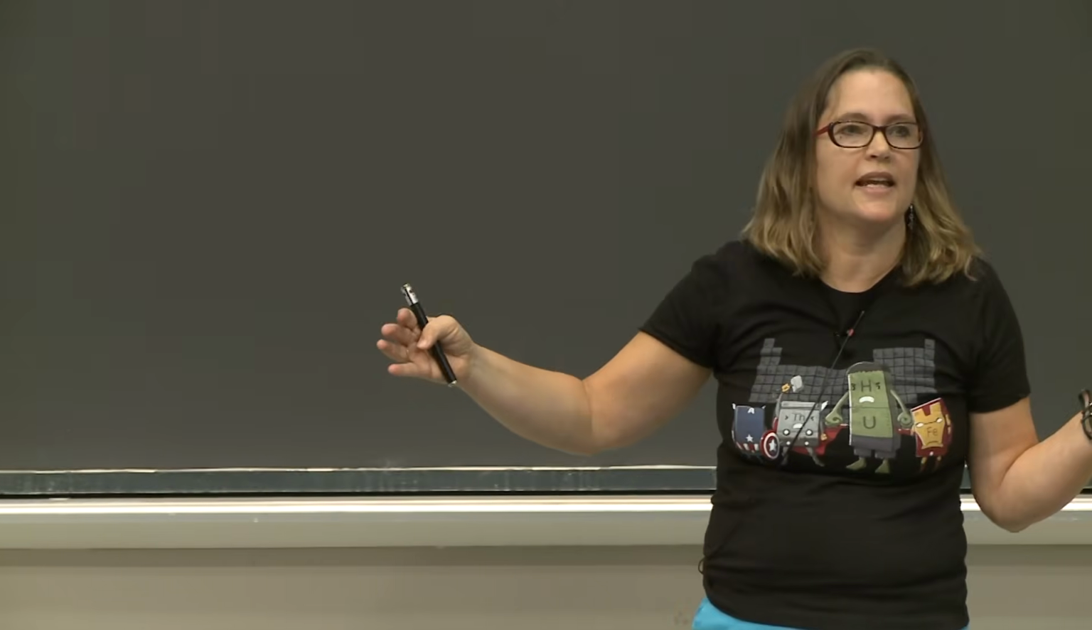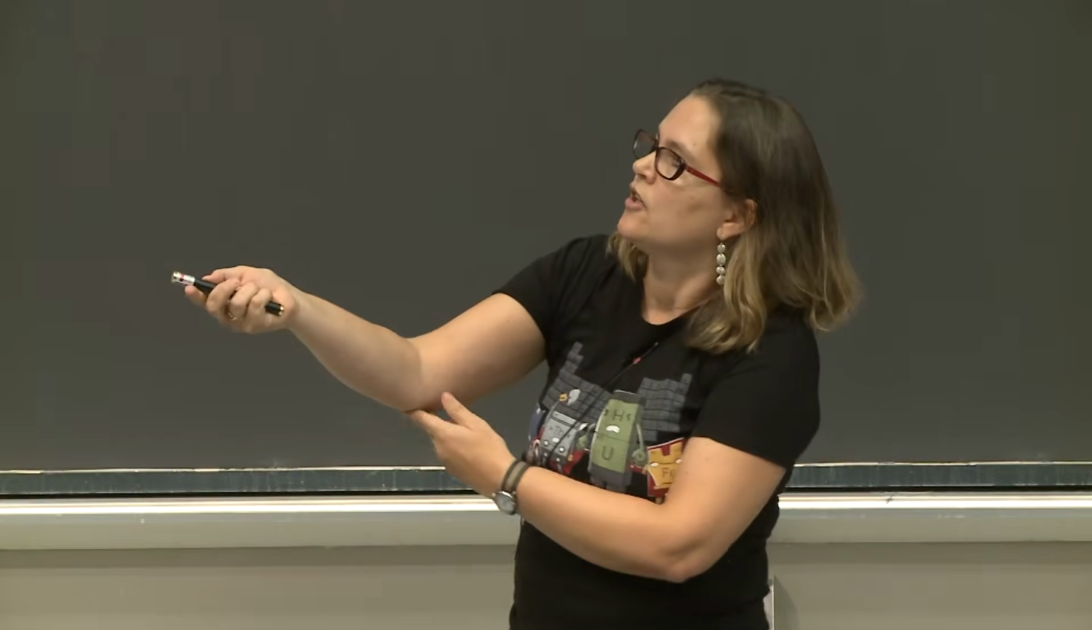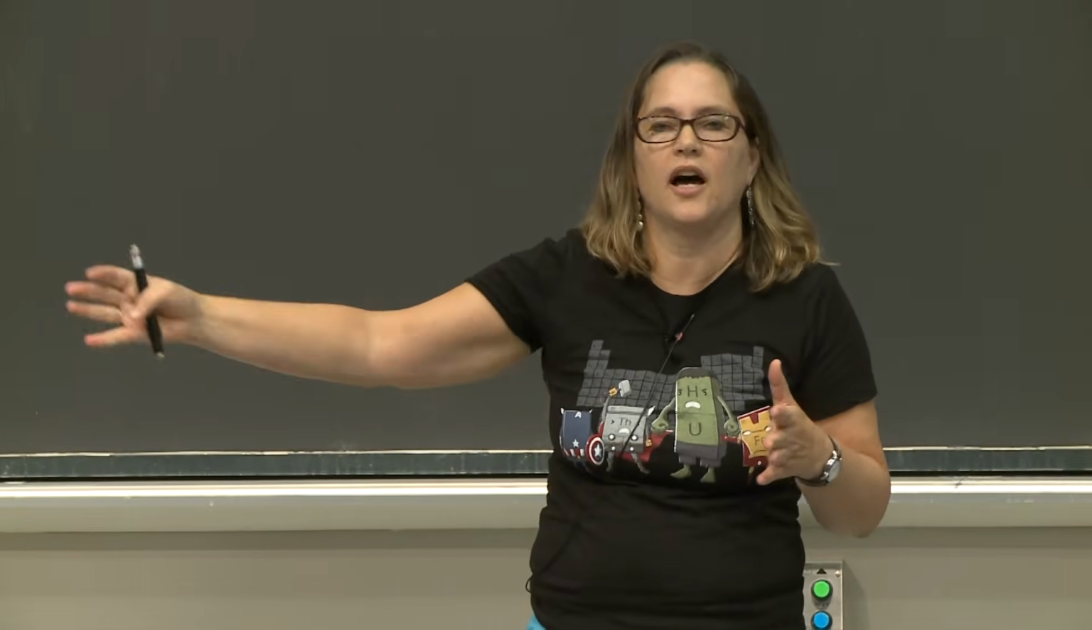The Z is getting bigger, but it's not really reaching as strongly out. So here the effect of increasing N is making a much bigger difference than increasing Z. So going across, we have this increase in ionization energy because Z effective is increasing while N is staying the same, or Z is increasing while N is staying the same, which means Z effective is increasing. And going down, it's really N that dominates that pattern. So you have a decrease because you're going to higher and higher N.